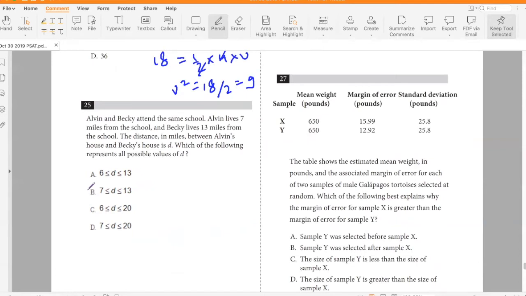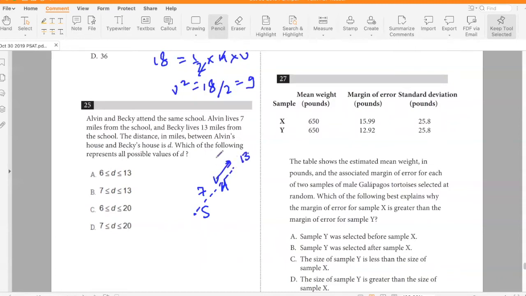Okay, so let's say this is the school. Alvin lives 7 miles from the school, so this is 7, and Becky lives 13 miles from the school. Okay, so let's say she lives on the same line.